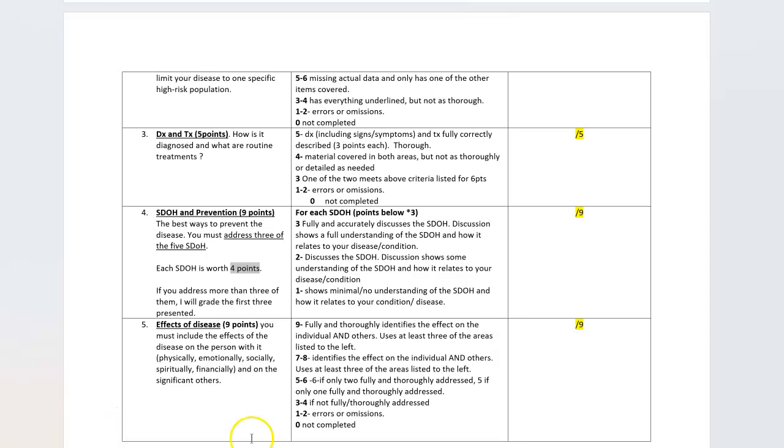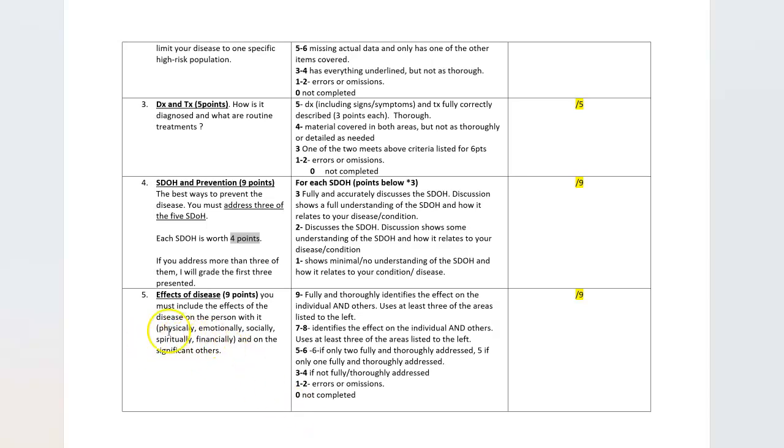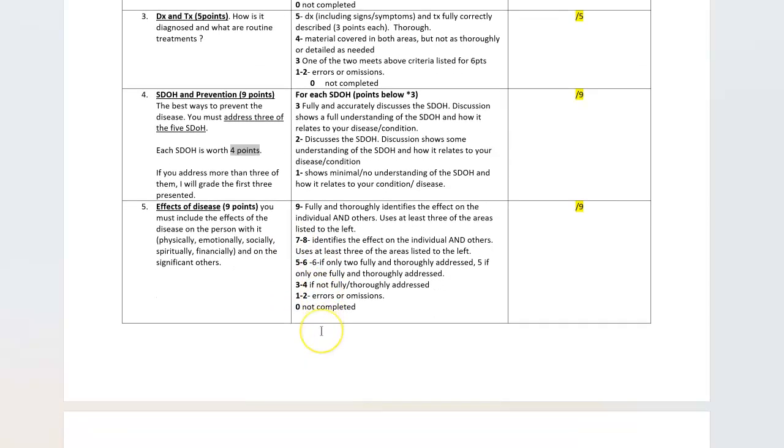You're talking directly to a group about their disease. And you're going to talk about how it affects people near them. And these are some examples of things that you should be discussing: physical, emotional, social, spiritual, financial, and there may be one or two other things that are relevant to them and their significant others.